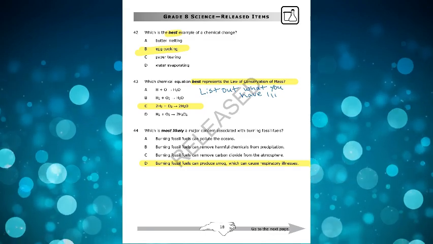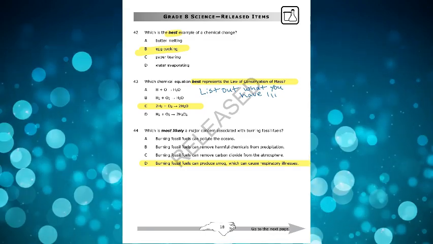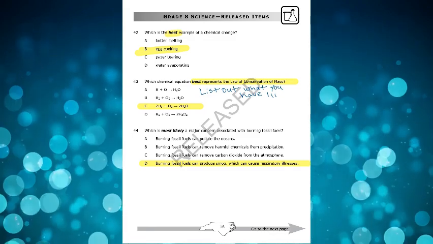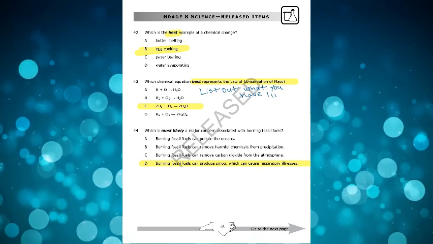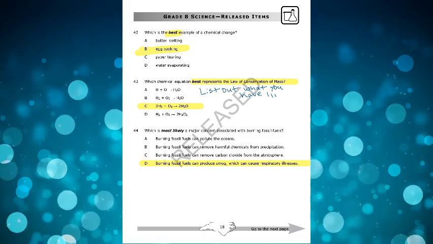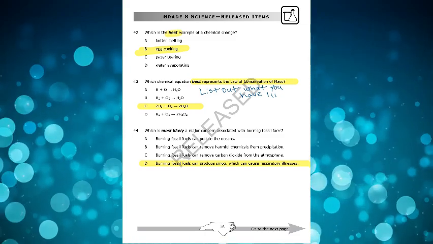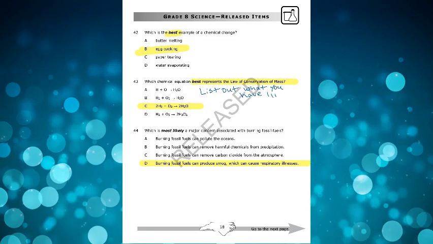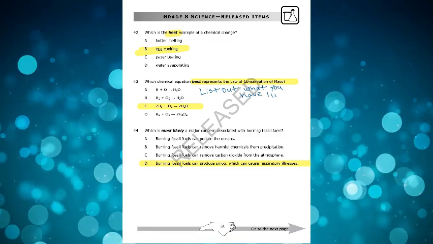You're not just changing the form of it, you're actually making it into something different, like paper tearing, water evaporating, butter melting. Those are all still the same substance. But actually cooking the egg, you're actually changing it on a molecular level.